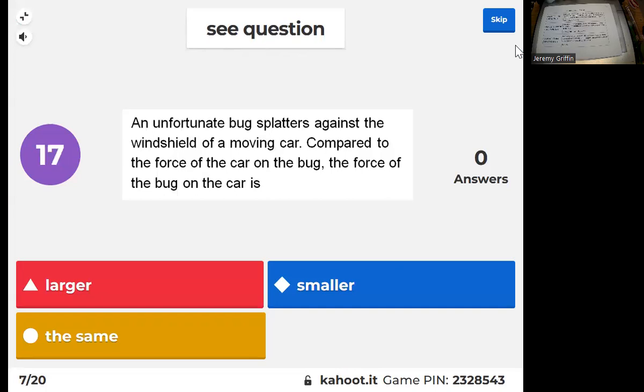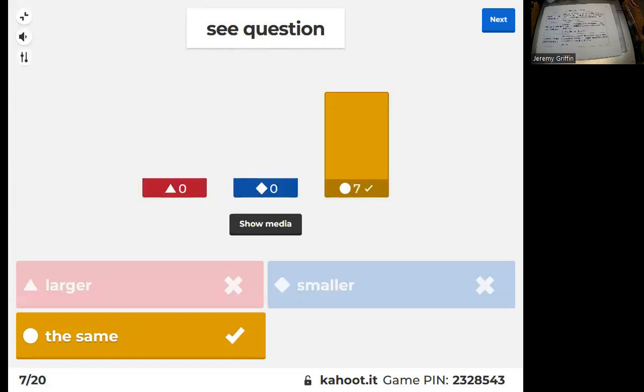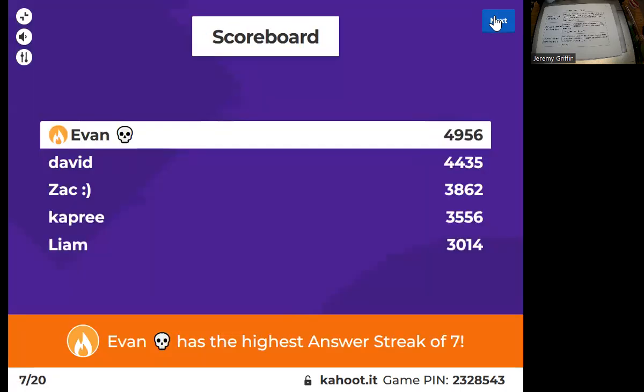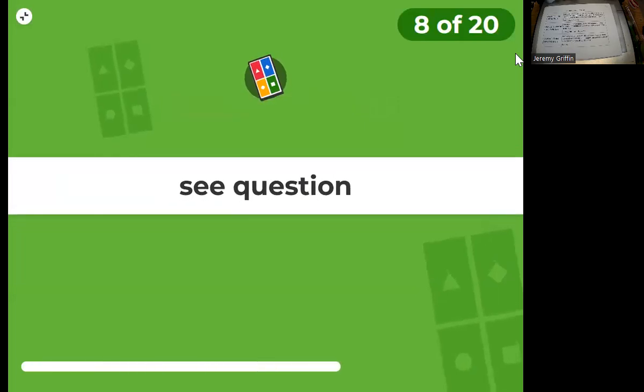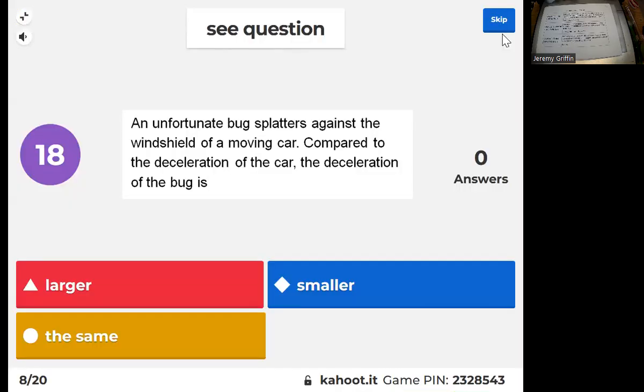Unfortunate bug splatters against the windshield of a moving car. Compared to the force of the car on the bug, the force of the bug on the car is the same force. Same scenario. Compared to the change in motion of the car, the change in motion of the bug is what? You know, the forces are the same, masses are different.